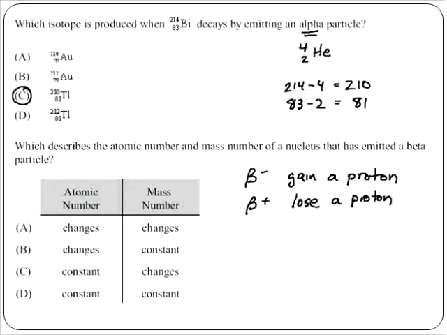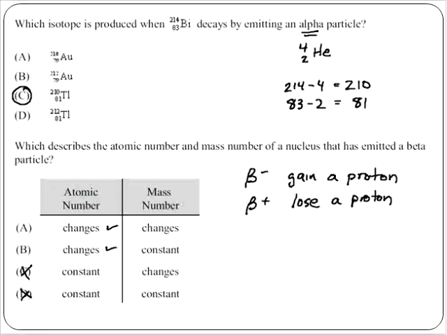So in other words, the atomic number, regardless of whether it's a beta negative or a beta positive, is going to change. It either goes up one or down one. We don't know which, but it doesn't matter, because all it says is the atomic number changes. So it could be this, it could be this. So we know it's not C or D. We've got those two eliminated right away.